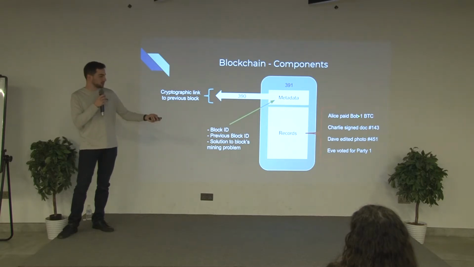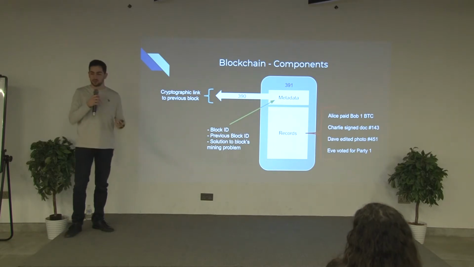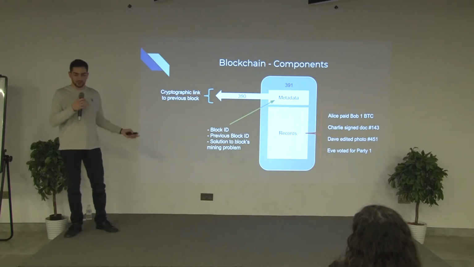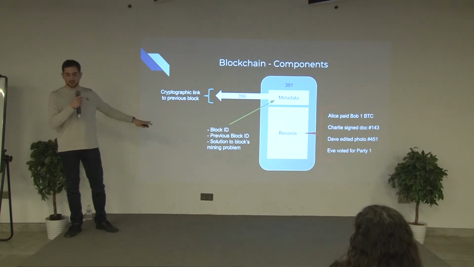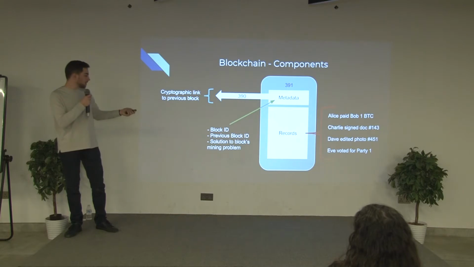So you have, for example, Alice paid Bob 1 Bitcoin, or Charlie signed document 143. As long as you have some account and some piece of information, it becomes a record that you can permanently confirm in a block. In the metadata, we have things like the block ID, previous block ID, and the solution to the mining problem. We're not going to delve into these details too much, but it's good to know that these are involved in the metadata because that's actually what makes up the cryptographic link, or the chain, of our blockchain.